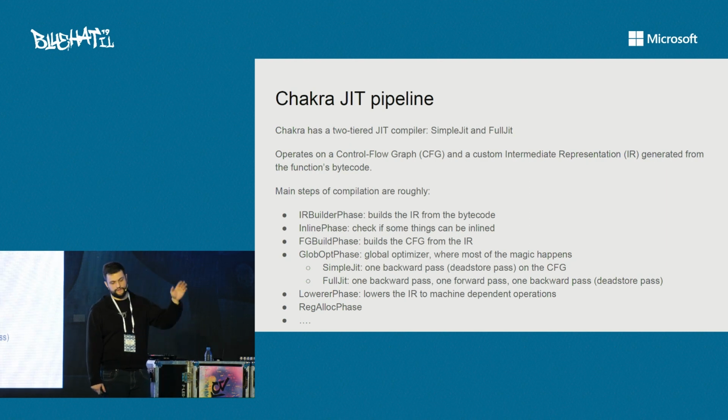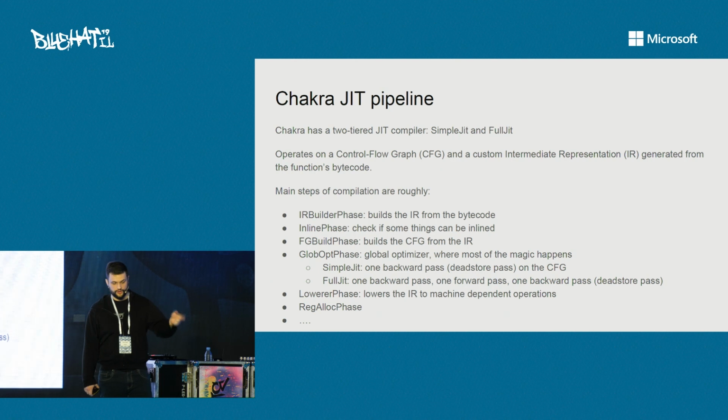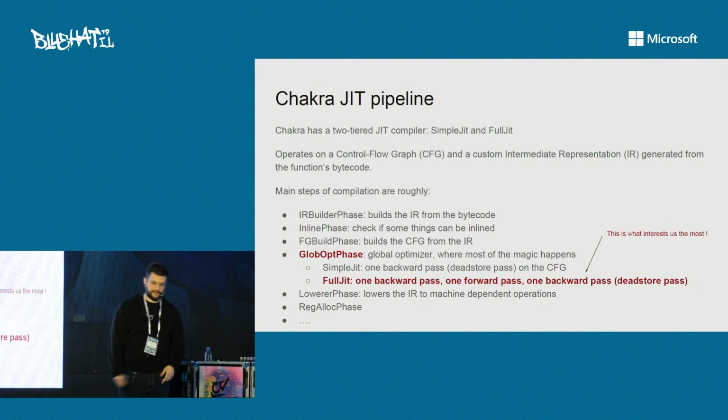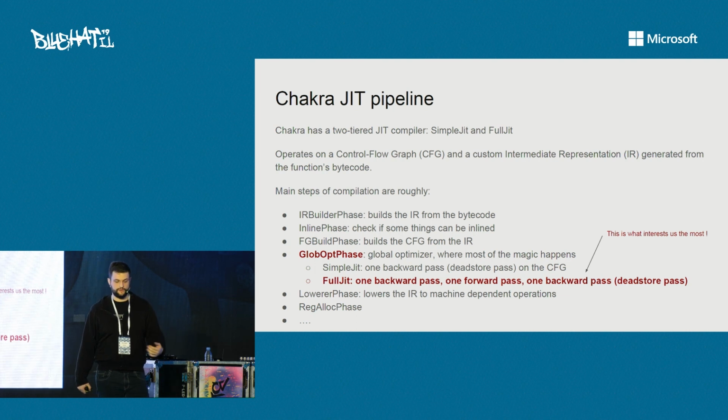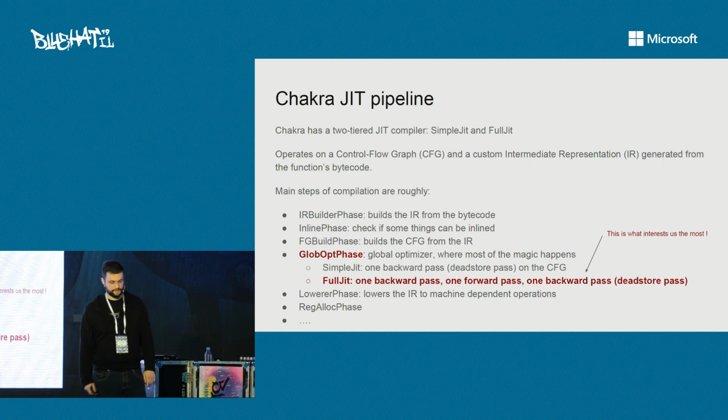And then you have other phases which start to be machine dependent. Up until the lower phase, everything is done independently of the architecture we're dealing with, to some extent. As I said, the global optimizer is what interests us the most. If you're going to look for bugs or have looked for bugs, more than likely that's what you've looked at, because that's where most of the bugs are actually lying.